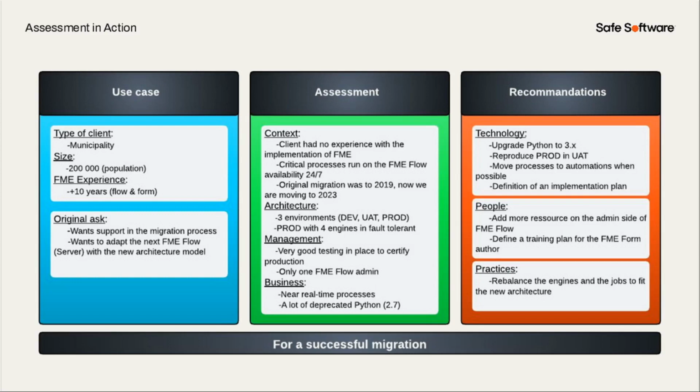When we assessed the situation, we had to develop a new architecture, for instance. They were using a fault-tolerant architecture with 3 environments: a development environment, a UAT environment, so a test environment, and a production environment. But only their production environment was fault tolerant. That meant there was no way to really test out the fault tolerance, except in real life when it failed over sometimes.